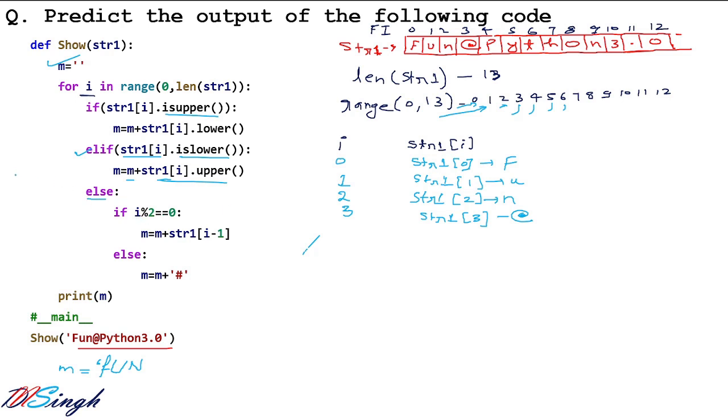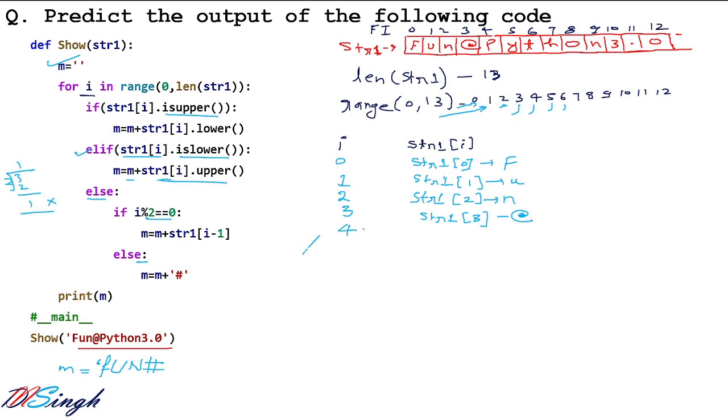So if you divide 3 by 2, what remainder you will get? You will get 1, which is not equal to 0. So this condition is false. It will go to the else part, and what will be concatenated? Hash will be concatenated at the end.